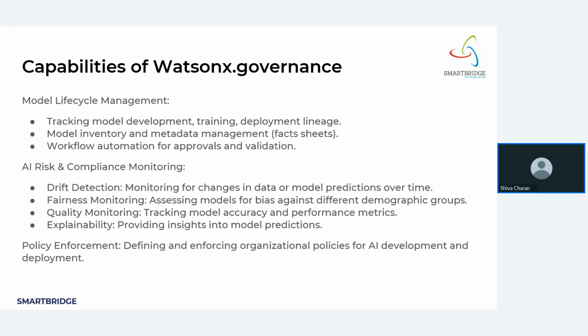Fairness monitoring, quality monitoring, explainability. Explainability is providing insights into the model prediction. And there is also policy enforcement. What is policy enforcement? Defining and enforcing the organizational policies for AI development and deployment. So these are some of the capabilities of Watsonx governance: model lifecycle management, AI risk and compliance monitoring, and policy enforcement.